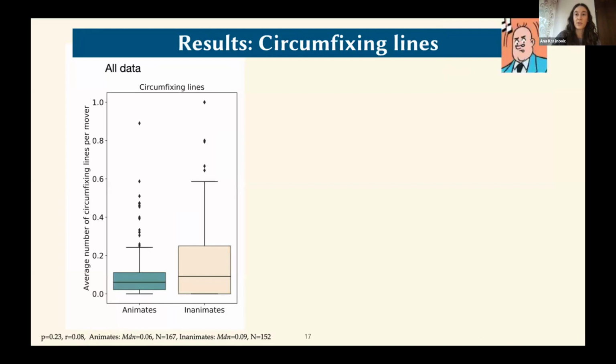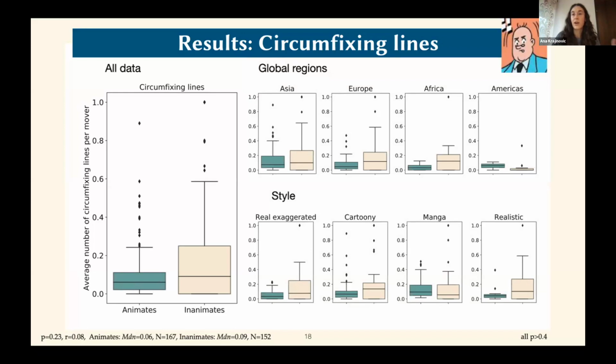And when it comes to circumfixing lines, we again can confirm our prediction, and that is that there is no difference between the amount of marking of animates and inanimates, because circumfixing lines do not distinguish any meaningful differences in the motion of animates and inanimates. And the same lack of difference is found across global regions and styles.